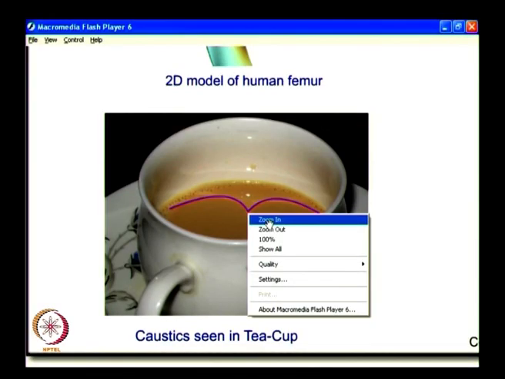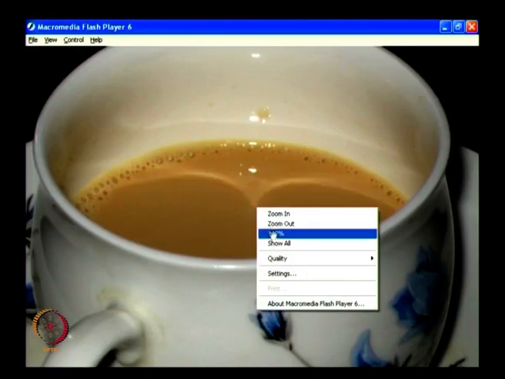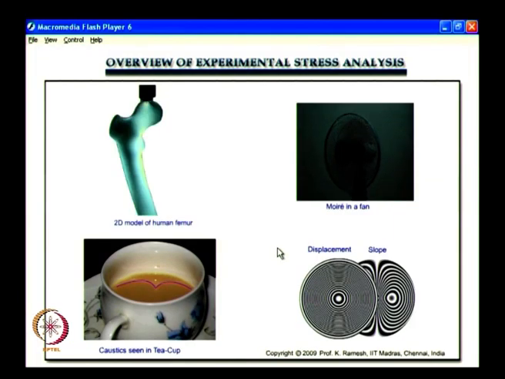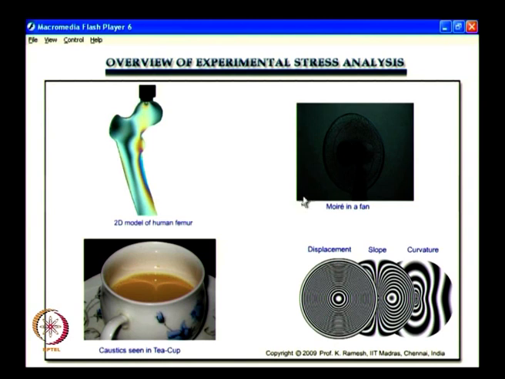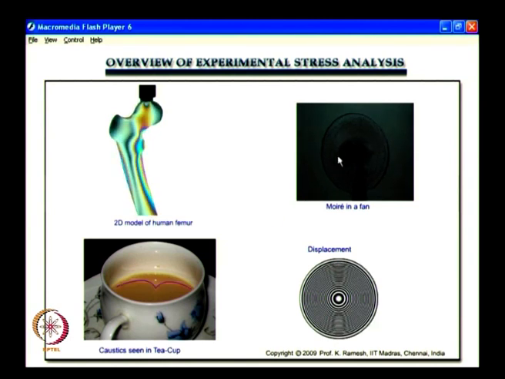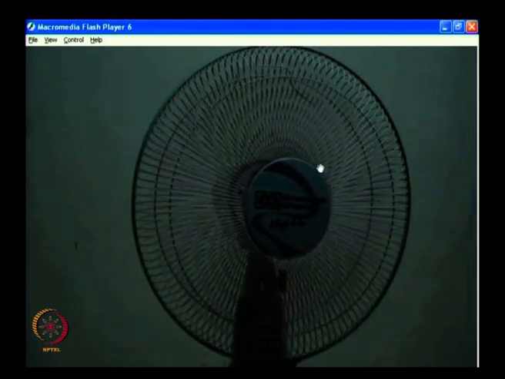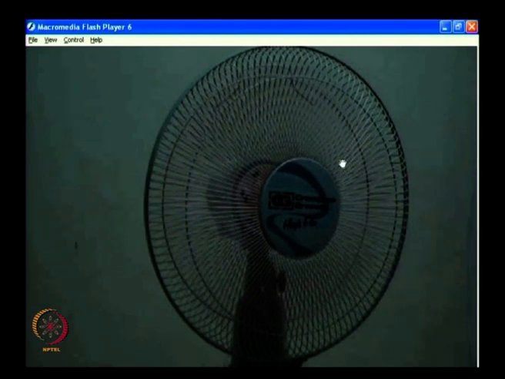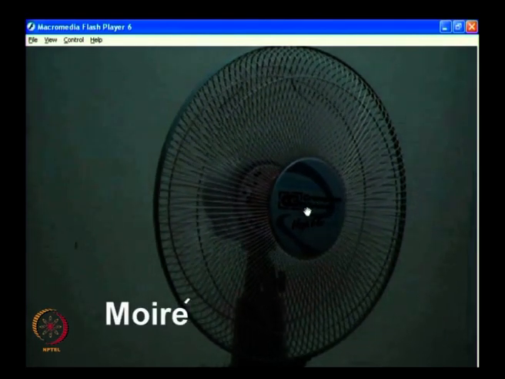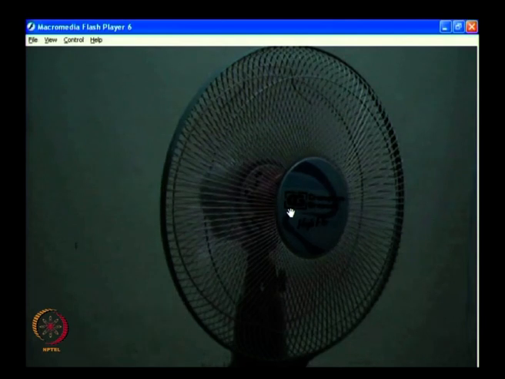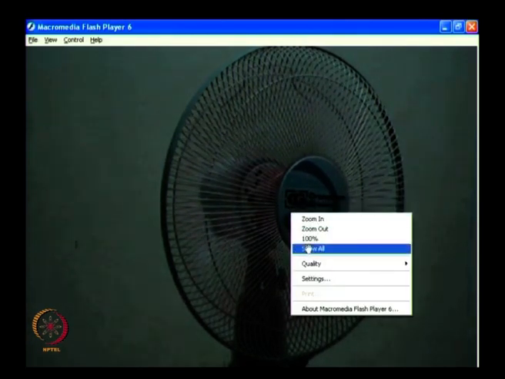And this physical information is exploited in a technique called method of caustics, which is used for measurement of high stress concentration. How it is done, we will see as part of the course. And what you see here is another down to earth example, where you see in the case of a fan, when you have two grids superimposed, you see nice moving patterns, and this is called moire, and this is used for measurement of in plane displacements, out of plane displacement, and so on.